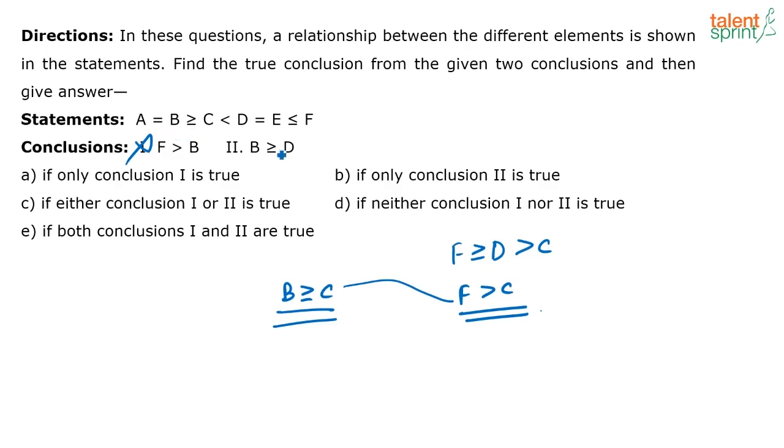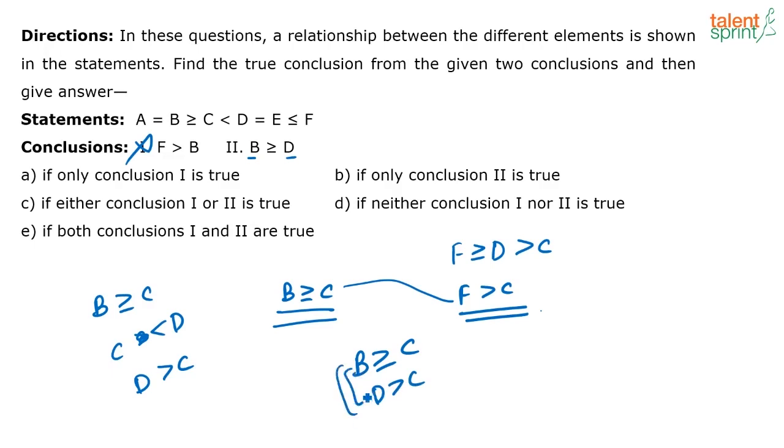See, B is greater than or equal to D. Again, they are finding out the relationship between B and D. So let us look at the given statements and see if we can find out the relationship between B and D using the given information. What is given here? See, it is given B is greater than or equal to C. Then they have given C is less than D, or D is greater than C. So what do we know? We know that B is greater than or equal to C and D is greater than C. Again, the relationship between these two, can we find out from the given information? We cannot. So this conclusion is also not true.